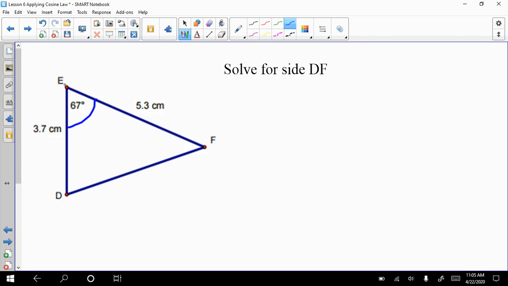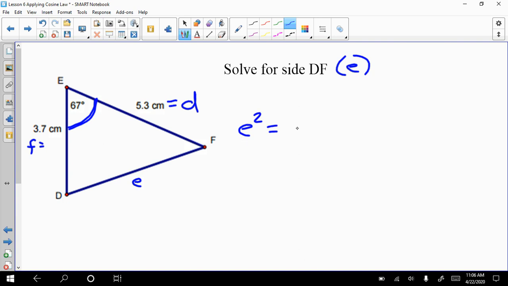It's already labeled with DEF, so I'll continue with that and call that side little d because it's opposite angle D. This side over here is little f. Remember, we always use little letters to define the sides. And that is capital E. That angle is capital E. So this side, DF, I'm actually going to label as little e. Okay, so it's asked me to solve for DF, which I know, according to my labeling, is little e. So watch this. I am going to write a version of the cosine law. So I'm going to go little e squared.